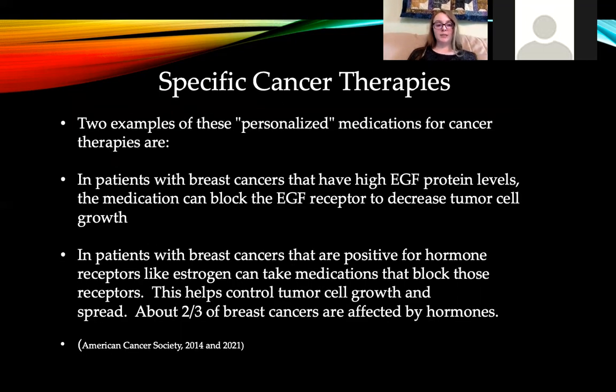Specific cancer therapies. Two examples of these personalized medications for cancer therapies are: one, in patients with breast cancer that have high EGF protein levels, the medication can block the EGF receptor to decrease tumor cell growth. And two, in patients with breast cancers that are positive for hormone receptors, like estrogen, can take medications that block those receptors. This helps control tumor cell growth and spread. About 2/3 of breast cancers are affected by hormones.